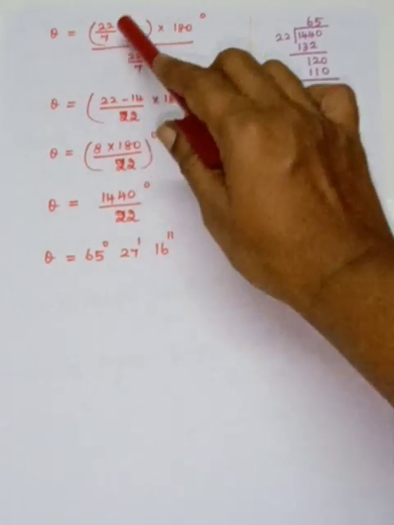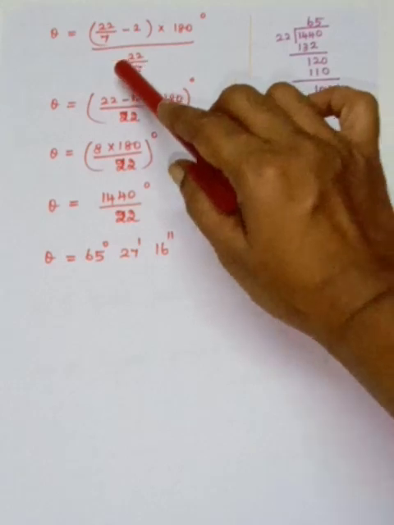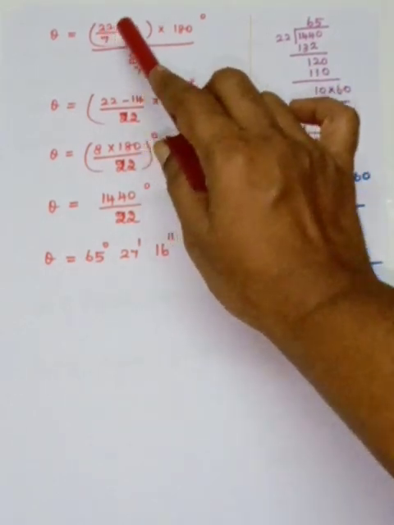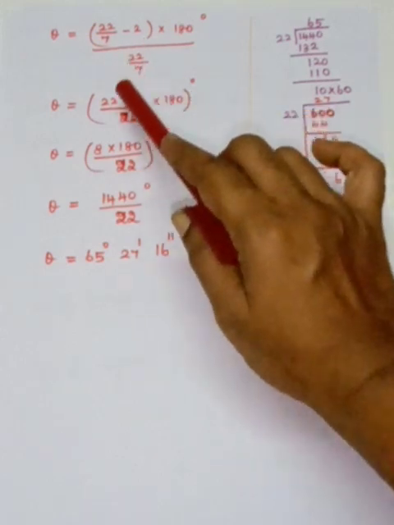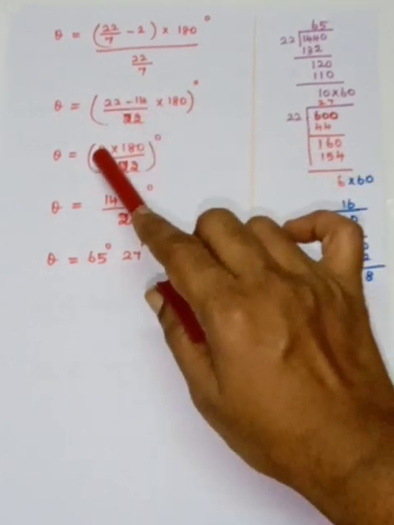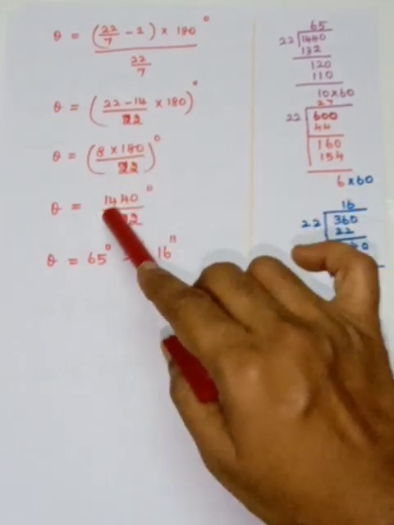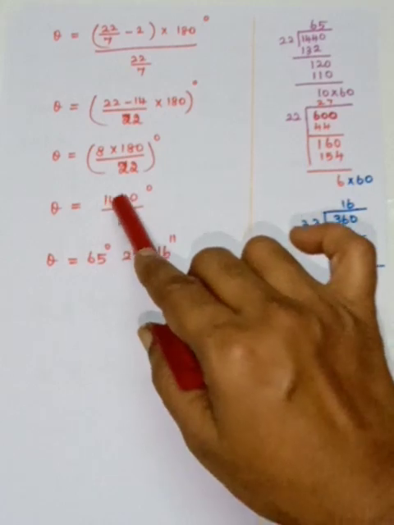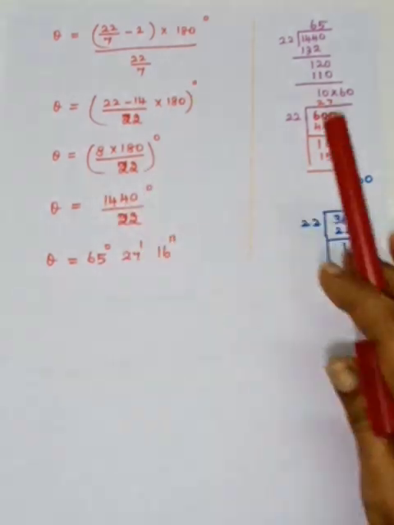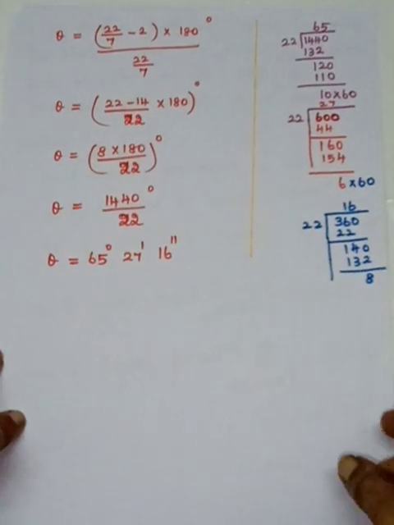If you take the LCM, it is 22 minus 14. Here also 7, here also 7, both 7s get cancelled. So in the denominator you have 22. 22 minus 14 is 8. So 8 into 180, if you multiply, is 1440 by 22 degrees.